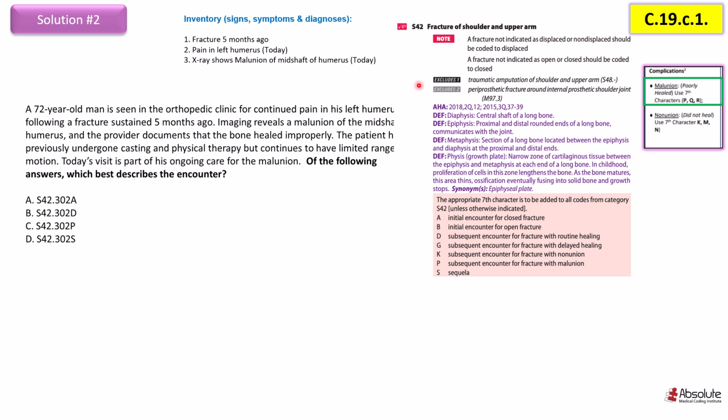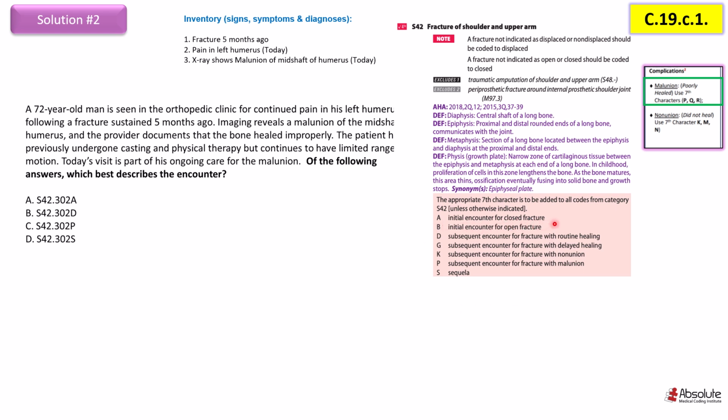And you also see your Excludes1 and Excludes2 notes and definitions. This is the Optum manual, ICD-10-CM, so we do have definitions in it, and other publications probably do as well. And don't forget the seventh character extender box is here. It's important that you read the definitions because they are not the same.